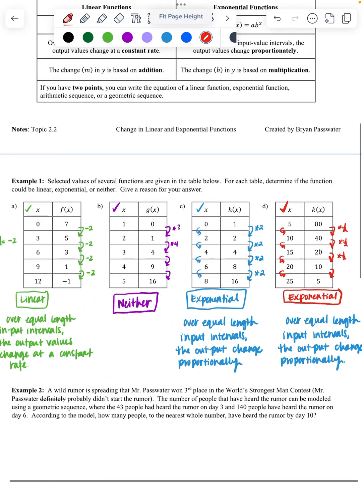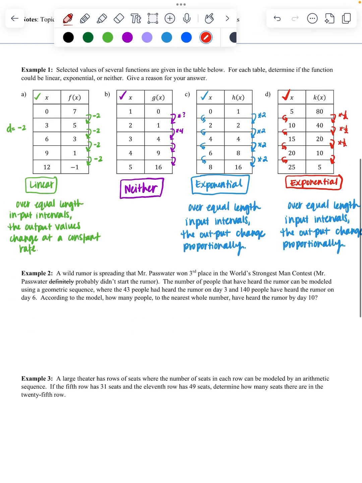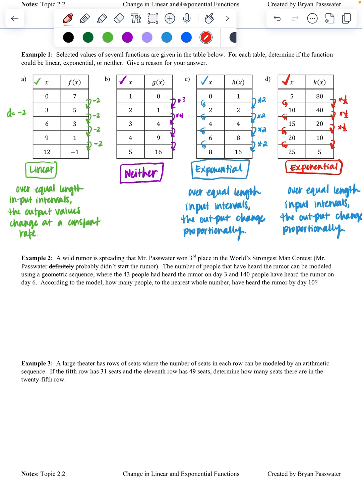So last couple of examples just to give you somewhat of some application, essentially some word problems to work with. Example 2. A wild rumor is spreading that Mr. Passwater won 3rd place in the World's Strongest Man contest. The number of people that heard the rumor can be modeled by a geometric sequence.